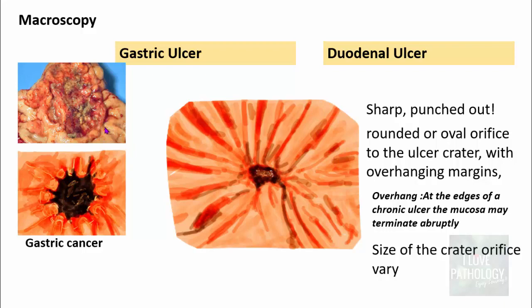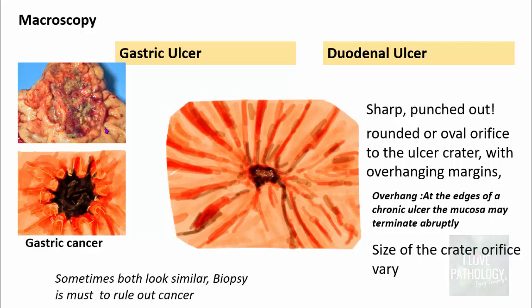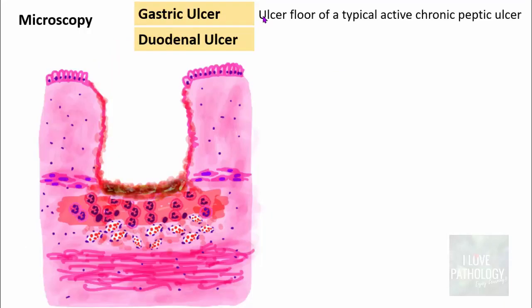That's gastric cancer. But sometimes both gastric cancer and gastric ulcers, if they are smaller in size, it's very difficult to appreciate clinically. It is very difficult to differentiate between cancer and ulcer clinically. That is the reason why it is always necessary to do a biopsy to rule out cancers in these cases. In a very classical case, you can differentiate between benign gastric ulcer and gastric cancer, but not always.